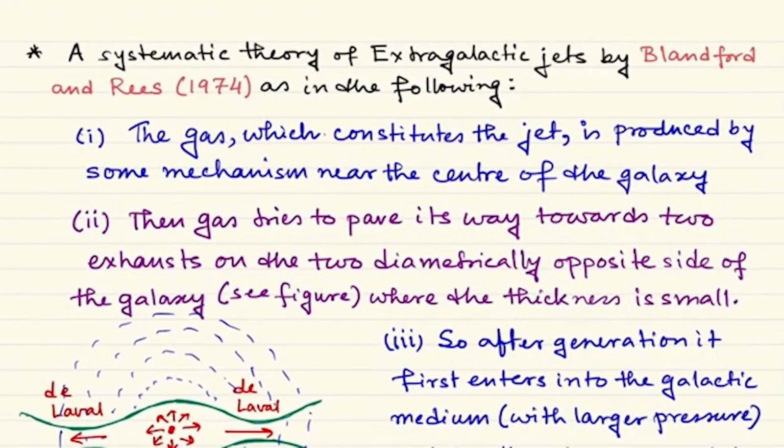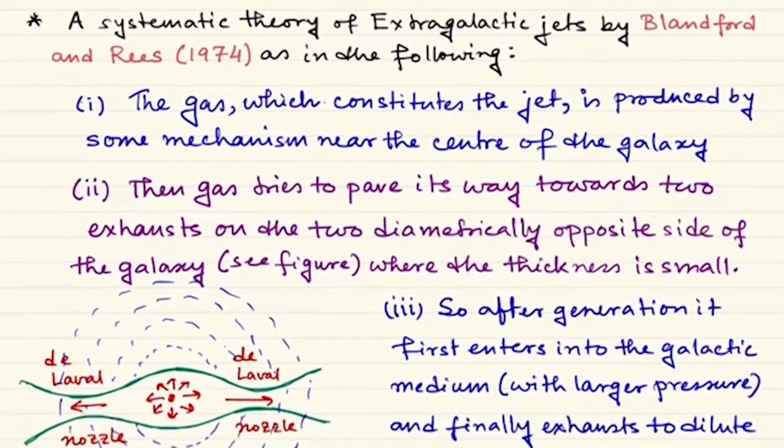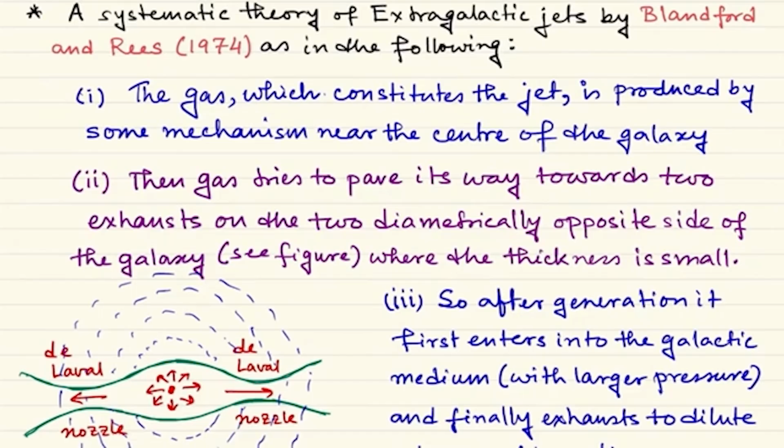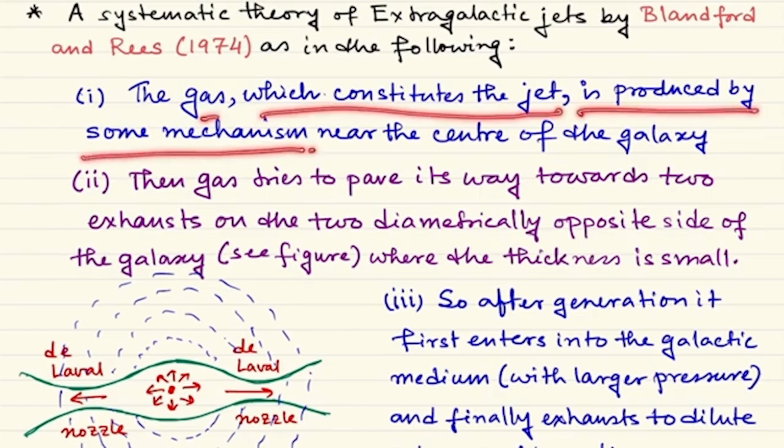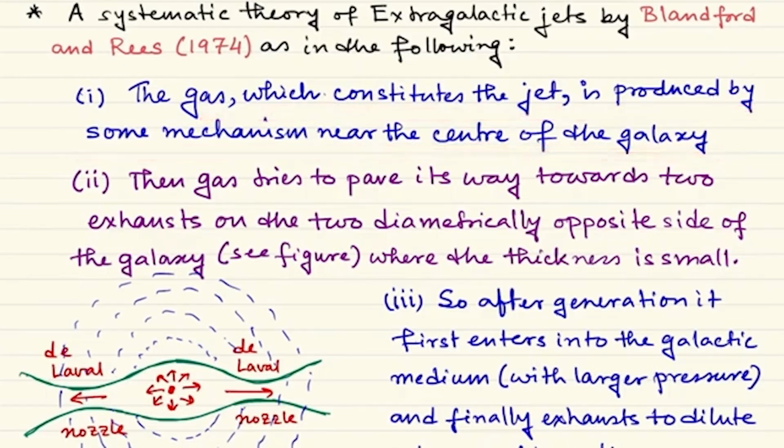Now what basically happens inside and how this acceleration happens is not really 100% known, but a systematic plausible theory of these extragalactic jets was for the first time proposed by Blandford and Rees in the year 1974. They simply say that the gas which constitutes the jet is first produced by some mechanism that we don't know clearly, near the center of the galaxy. Now you see this figure.